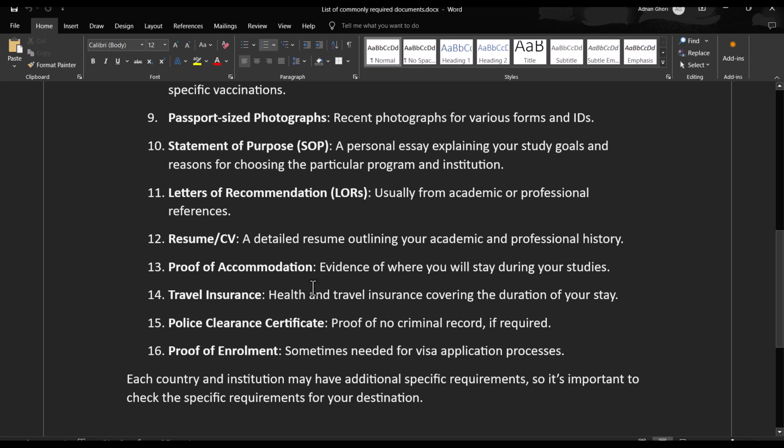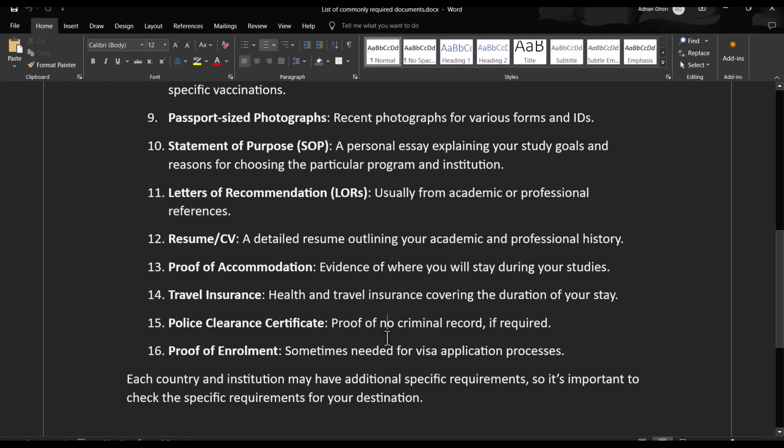Travel insurance, absolutely. Whenever you travel to another country, you need to have travel insurance. If something happens to you in case of travel, or when you reach over there you have some disease or some emergency situation, insurance will be necessary to take care of it. So you need to have travel insurance. All these documents are not just mandatory to be shown in the university, but also while you are traveling. When you go from one country to another, the immigration officer will check all these documents as well. Police clearance certificate, absolutely.